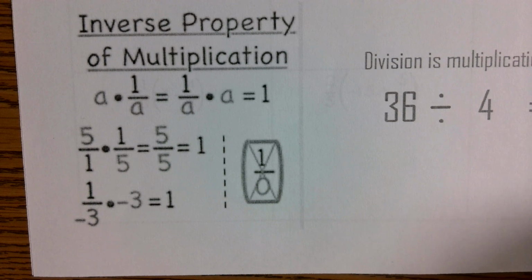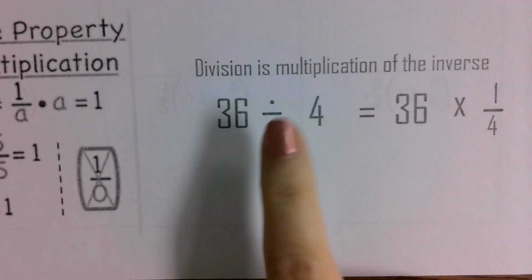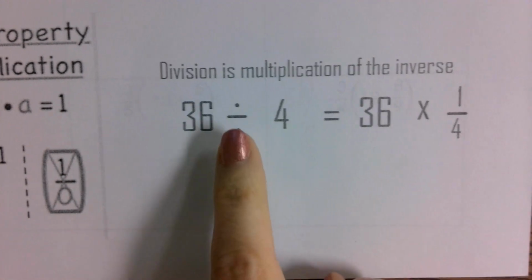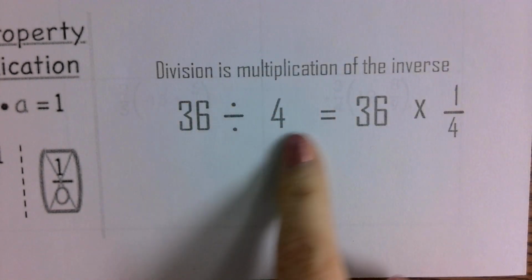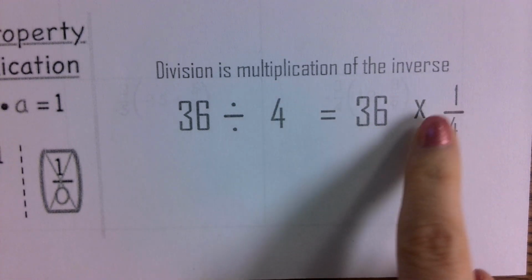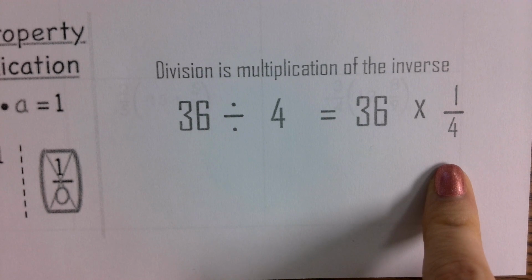Okay? So the reason your inverse property is so important is because when we perform division problems, we're actually doing the multiplicative inverse. We are actually taking this 4 and multiplying instead of dividing. So we're multiplying by its inverse, 1 over 4. Any questions?